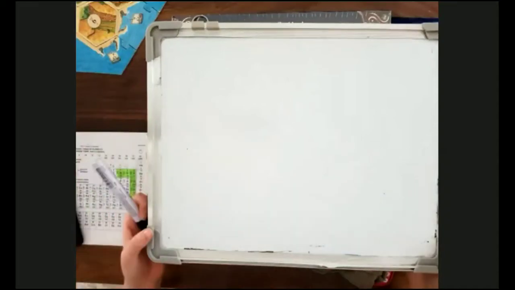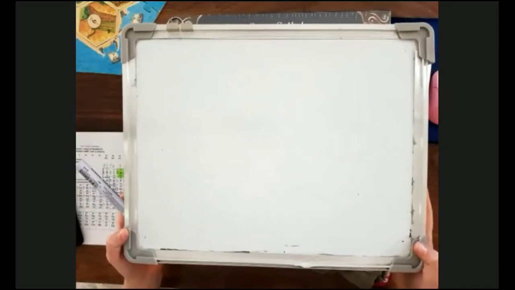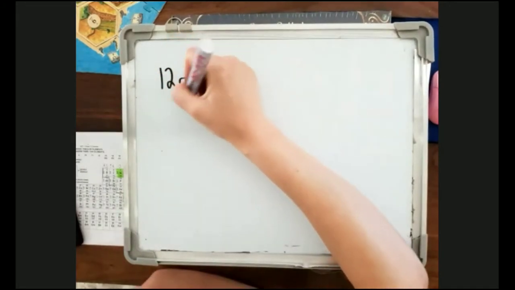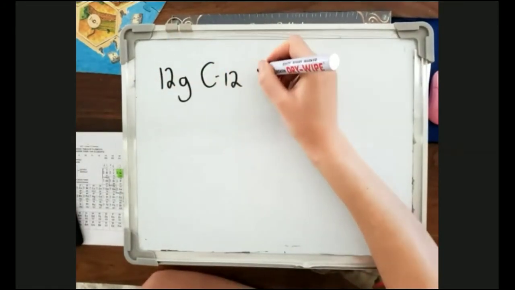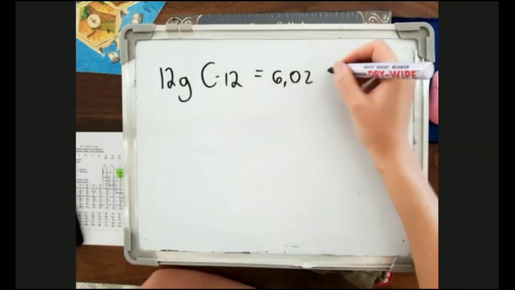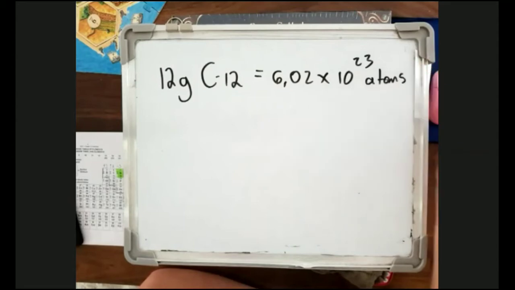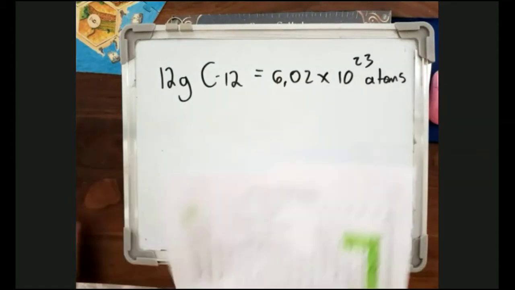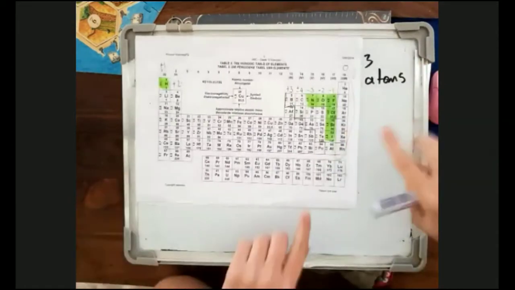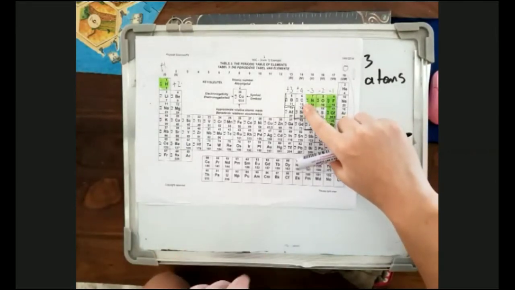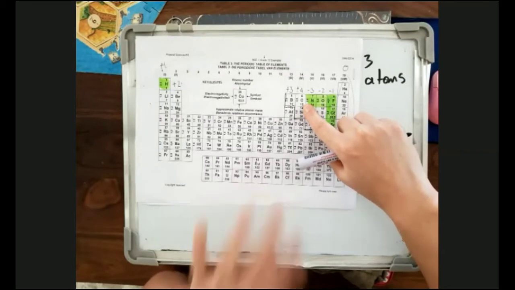Remember that the way they got that seemingly random number is they weighed out 12 grams of carbon-12, and that was where they got the 6.02 times 10 to the 23. Which means if you look at any element on the periodic table, so carbon, the mass is 12 at the bottom. That's why they weighed out 12 grams. They didn't want to work out the number of atoms in a random amount. They wanted 12 grams there.